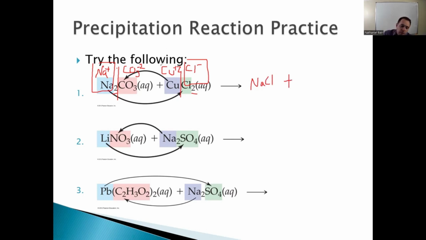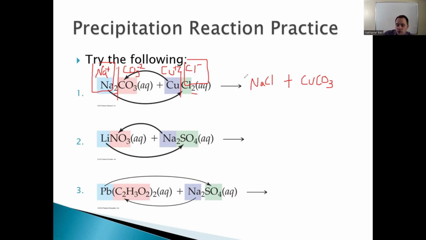Now I need to do my other product. My other product, copper 2 carbonate. +2, -2, they go together perfectly as well. So my other potential product is CuCO3. Cool. So now, you can balance or you can do solubility. I guess I would balance.